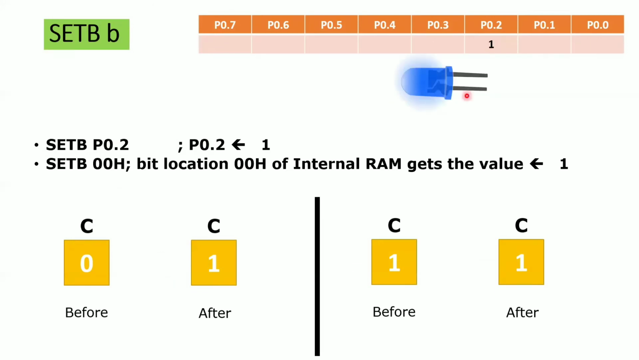Why can I use it? If you take an LED, whenever you give 1 to that LED, it will turn on. Whenever you give 0 to that LED, it will turn off. Simply to turn the LED on or off, you can change this bit. So this is the instruction.